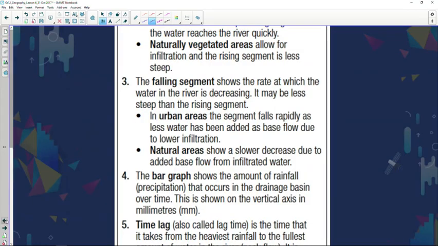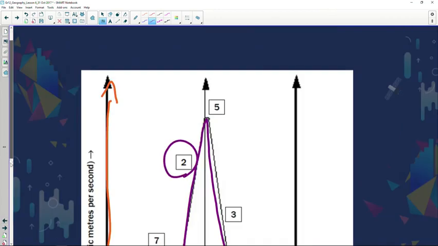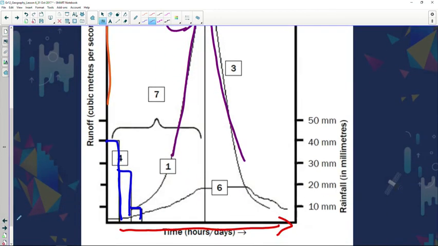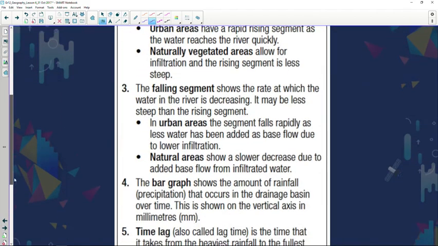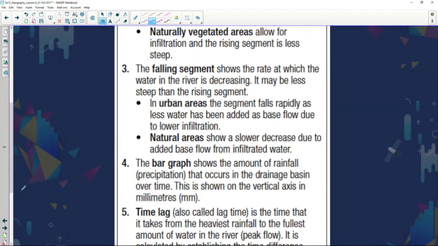Now I've already mentioned number 4 to you. If you go back to 4, that represents your bar graph. The bar graph represents the amount of millimeters of rain. As you can see, highest over there, and as the precipitation gets less, the amount of rain also decreases. The bar graph shows the amount of rainfall, precipitation, and obviously the unit that we measure rainfall in is millimeters.